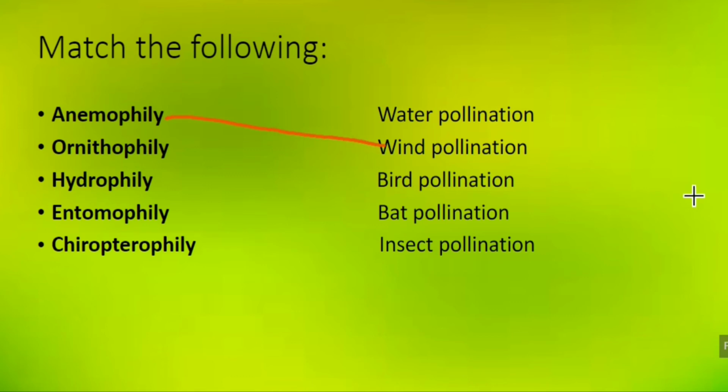Ornithophily. Ornithology is the study of birds. Ornithophily is pollination by birds. Hydro means what? Water. So hydrophily is water pollination. Entomophily. Entomo means insects. So entomophily is insect pollination. And in certain plants, bats pollinate the flower. So chiropterophily is bat pollination.